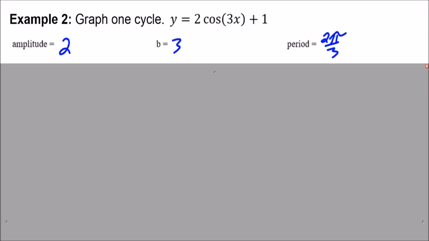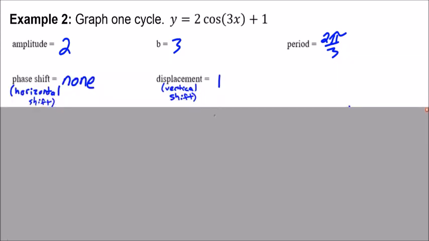So if we want to graph one cycle, we're going to start at 0, and we're going to end at 2 pi over 3. Because that's how long this graph needs to go in order for us to graph just one cycle. That's all we need to graph. If we were to draw this thing to 2 pi, there'd be 3 cycles, but we don't need that many. We don't need to draw that many points.